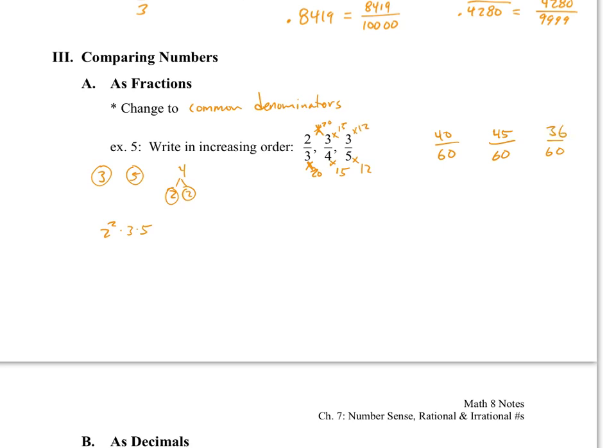36. So write them in increasing order. What's the smallest one? No, the last one. So 3/5 is smaller than 2/3, which is smaller than 3/4. So there's my increasing order. So that's one way: make them all fractions, find common denominators, put them in order.